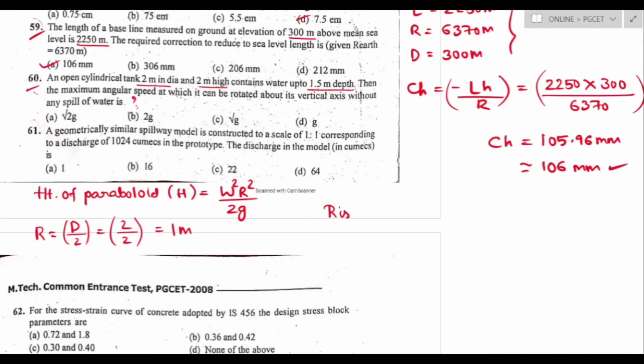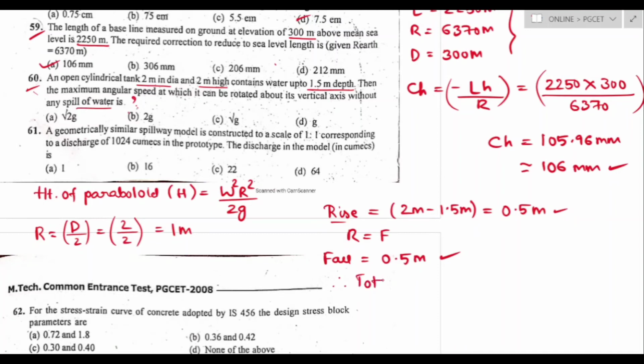Now we have to find the rise of the water level. Rise of the water level is given by 2 meter, the total height of the cylindrical tank, minus 1.5 meter, the depth of the water. So rise will be 0.5 meter. For no spill of the water condition, rise above the water level is equal to fall below the water level. So fall is equal to 0.5 meter.